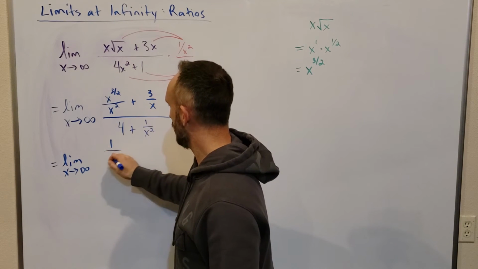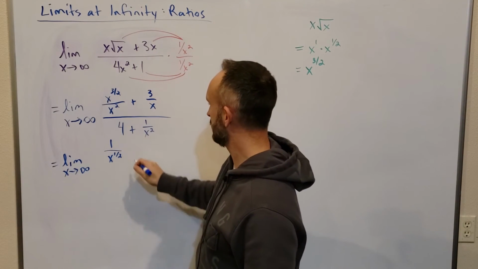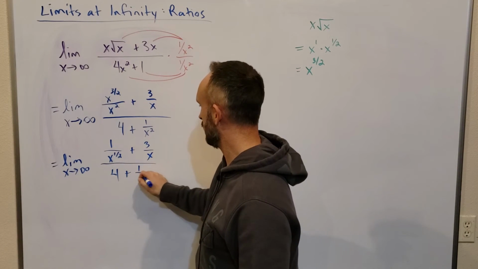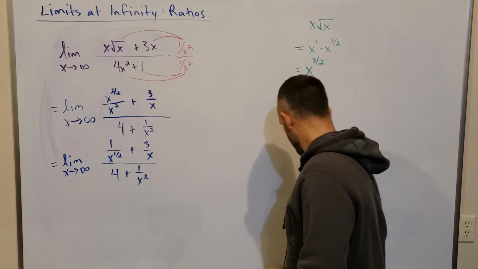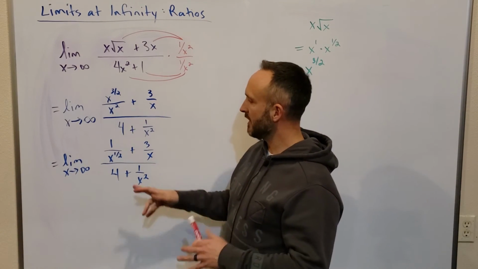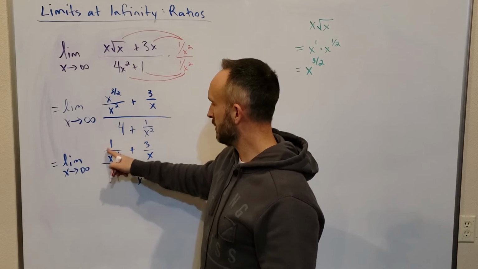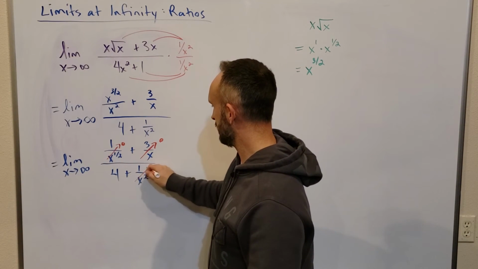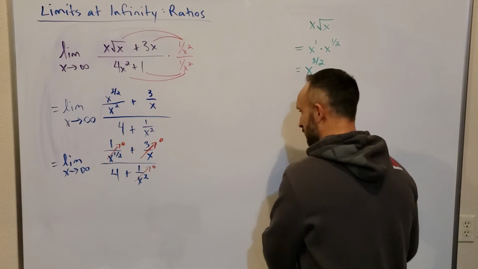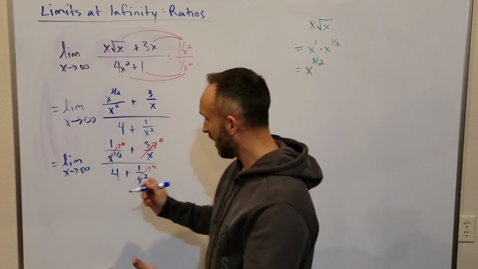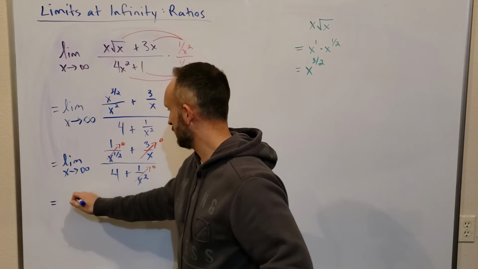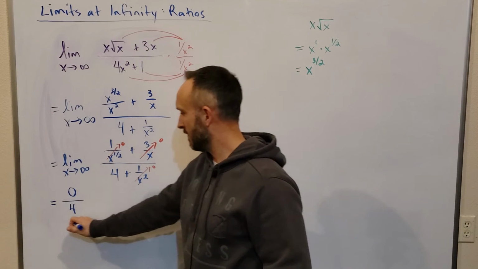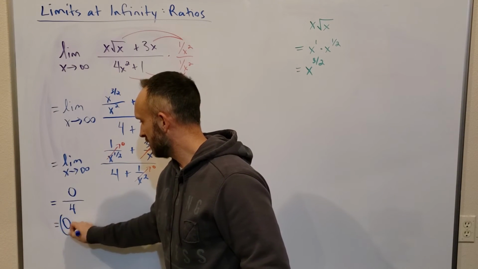So this turns into 1 over x to the 1/2 when you cancel, plus 3 over x, over 4 plus 1 over x squared. And now we can utilize the power of the infinities on these ratios. 1 divided by infinity is 0. This is 0. This is 0. And so what we're left with now is on top, which is a little different than the others, we're left with 0 on the top, and we're left with 4 on the bottom. And 0 divided by 4 is just 0.